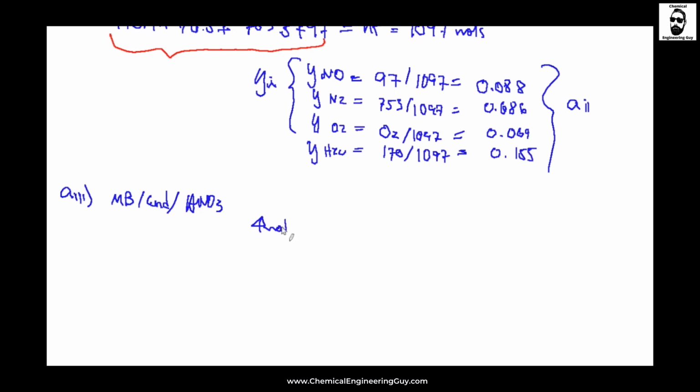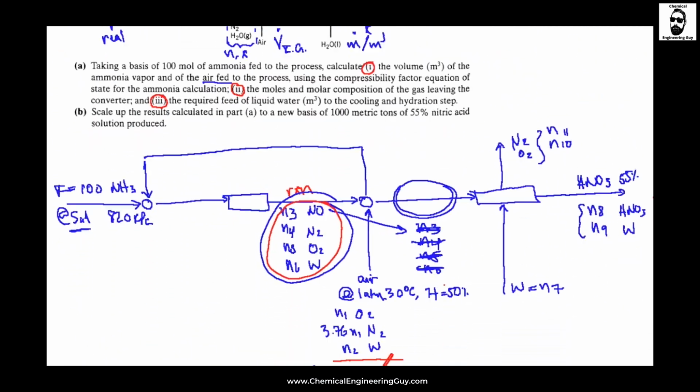So 4 moles of NO2 will give you 4 moles of HNO3. So 97 moles of NO2 shall give me how much? Also 97 moles of HNO3. So that's what I'm producing with this amount. This is N8. Let me go all the way up. N8 is this.